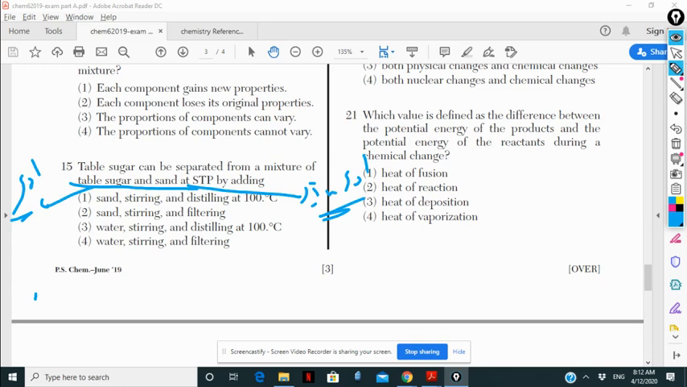He said in the first part, sand stirring and distillating. That's 100% incorrect, because I said sugar should be soluble in water. Sand stirring and filtrating, that's incorrect. Water stirring and distillating, that's incorrect. Water stirring is for solubility of the sugar, and filtration to separate the sand. So the answer must be number 4.